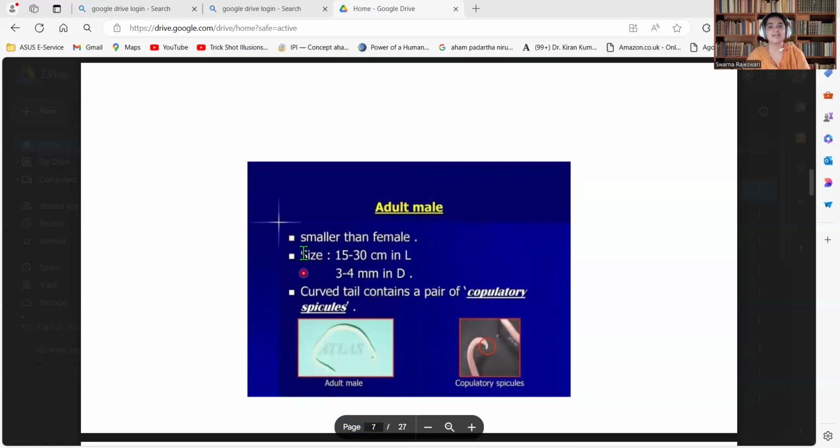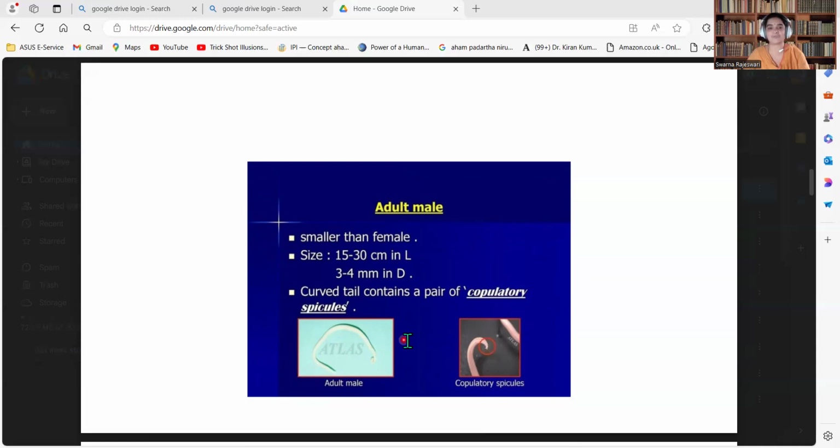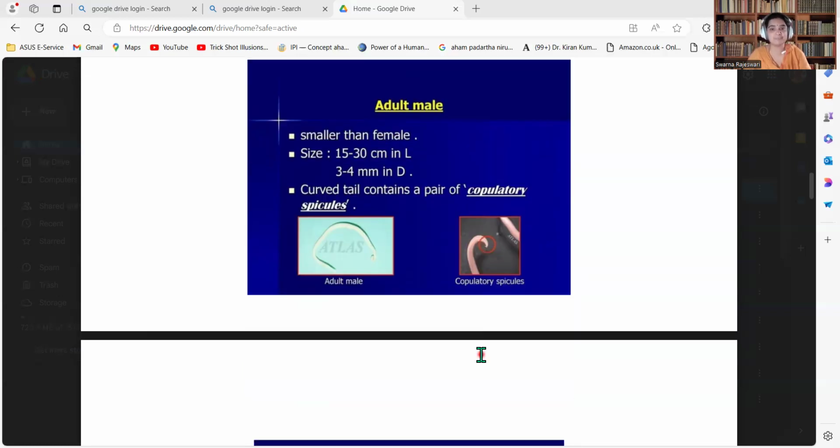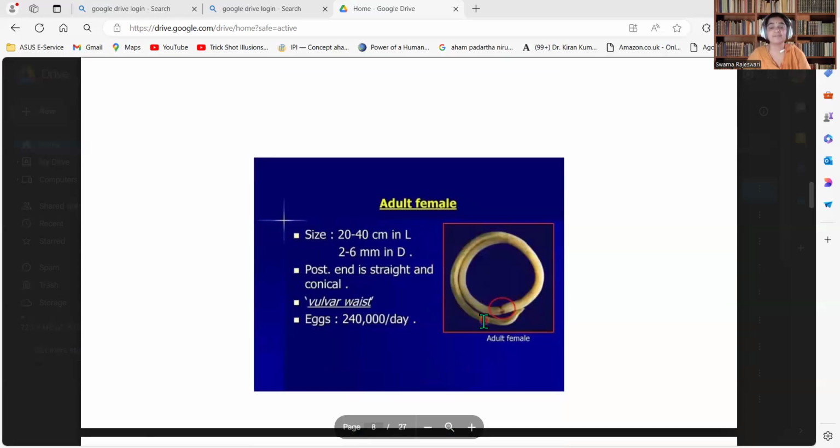So when we see the male form, it is smaller than that of the female, and the posterior end is curved and it has two copulatory spicules. So when we see the posterior end, it is curved and it contains two copulatory spicules, which helps in the copulation, that is mating. So when we see the adult female worm, the female is longer when compared to that of the male, and the posterior end of the female is straight. And it has no copulatory spicules.